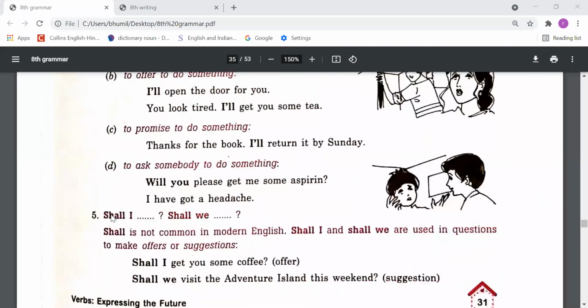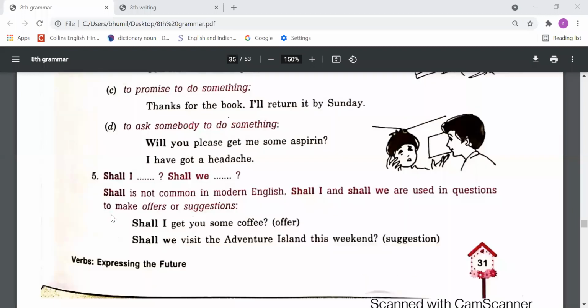Point number C, to promise to do something. When we make a promise to do something in future, for that sense also, we can use simple future, will or shall. Like, thanks for the book. I'll return it by Sunday. We are making a promise to someone and we are saying that I'll return it by Sunday, meaning I promise that I will return these books by Sunday. So when you make a promise, then you can use will or shall.